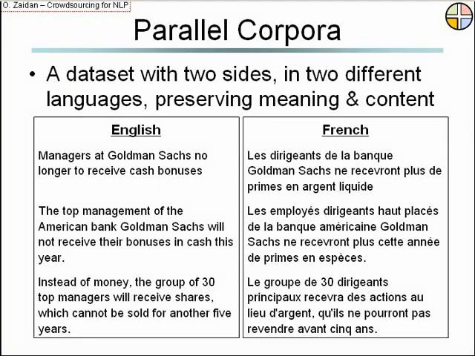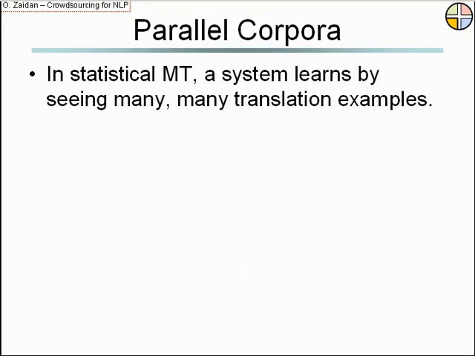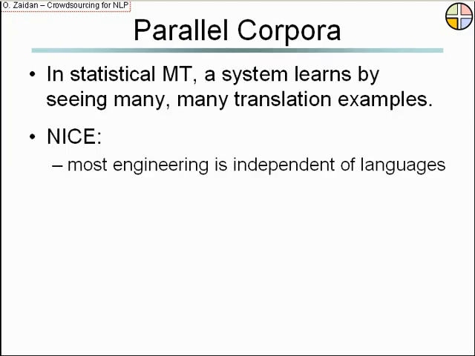So this is what a parallel corpus looks like. It's basically a data set that has two sides in two different languages, but preserves the meaning and the content. So this is a very small example of an English-French parallel corpus. And in statistical machine translation, that parallel corpus is very useful because a system can learn by seeing the many translation examples from that data set in the form of sentence pairs. And that's really nice because a lot of the engineering that goes into making those systems is independent of the language pair.